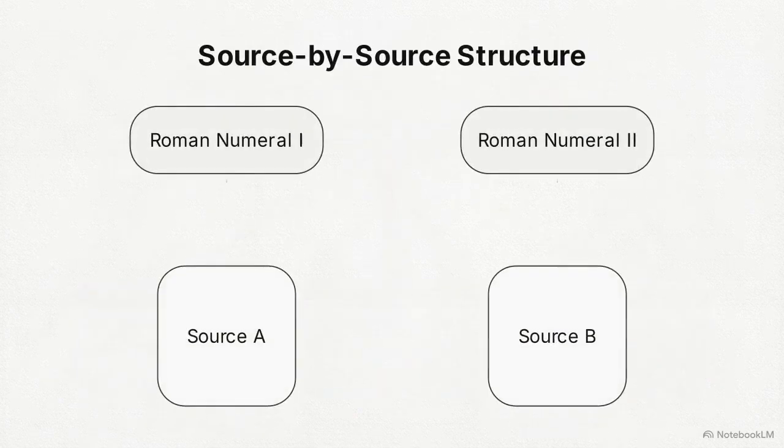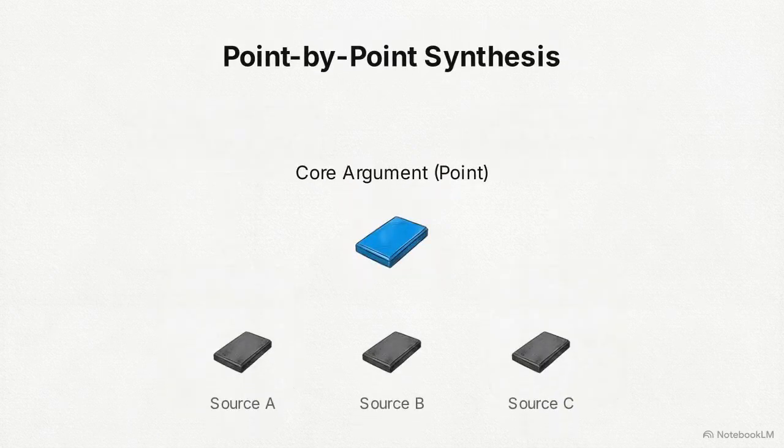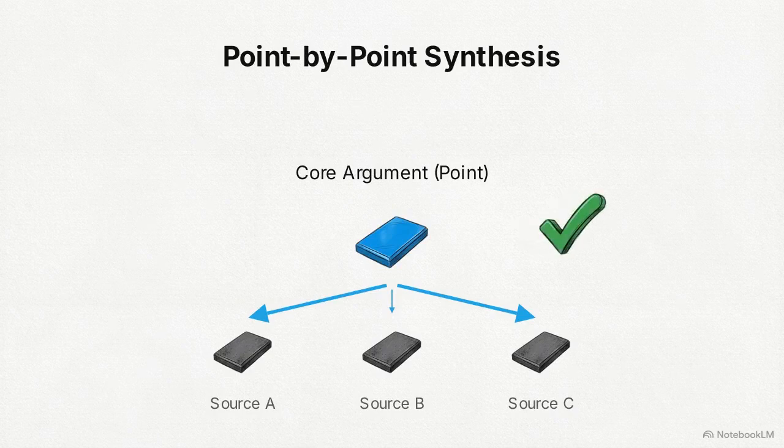This shows a common flaw. Students routinely assign one source per section. Roman numeral 1 is source A, and Roman numeral 2 is source B. Instead, organize point by point. A single point should pull from multiple sources simultaneously to synthesize a complete idea.